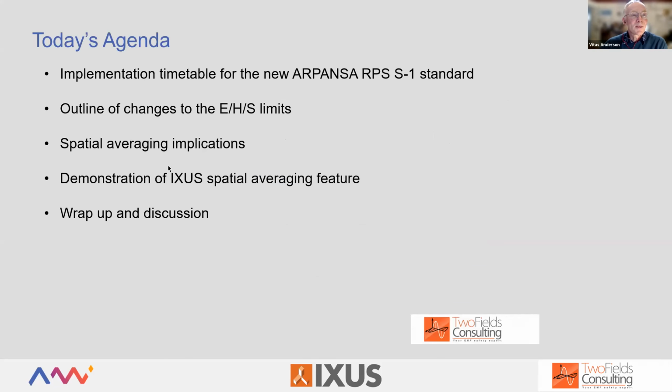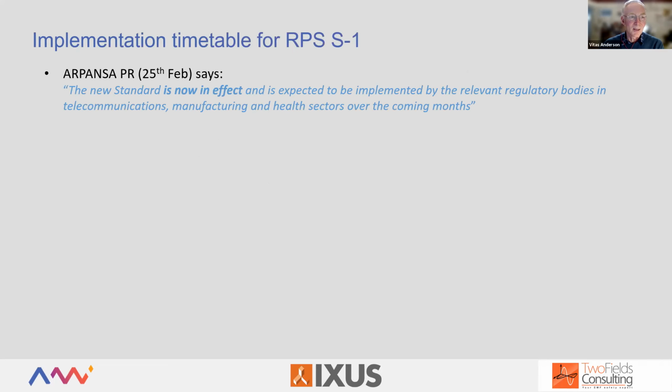So in terms of our agenda today, firstly we'll have a look at what I think is the implementation timetable for the new RPS S-1 standard, an outline of changes to the EH and S limits, and spatial averaging implications. Danie is going to give us a very interesting demonstration of a new feature in IXUS for implementing spatial averaging. So we want to make sure that if the standard requires spatial averaging, you guys can actually do it with your IXUS software. And then finally, we'll have a wrap up and discussion.